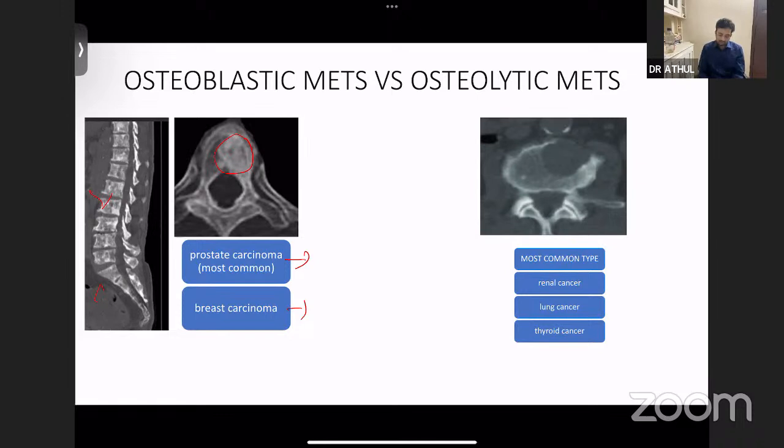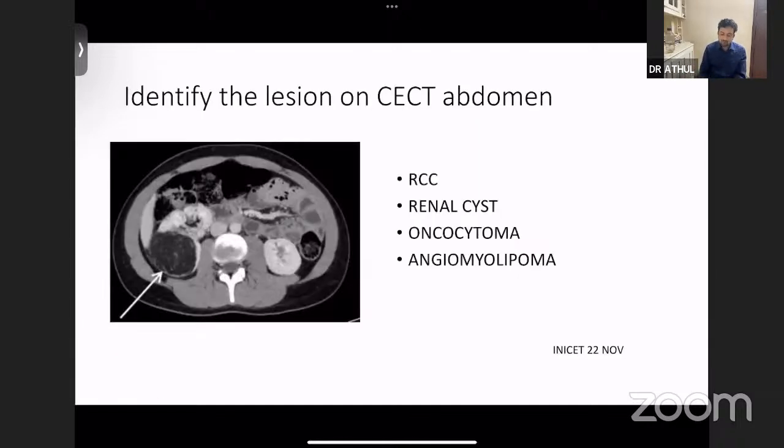Sclerotic mets are seen in prostate cancer, whereas osteolytic mets are the most common type of metastasis, seen in all other types of cancer like renal, lung, thyroid or any other malignancies. Okay, so that is the point.